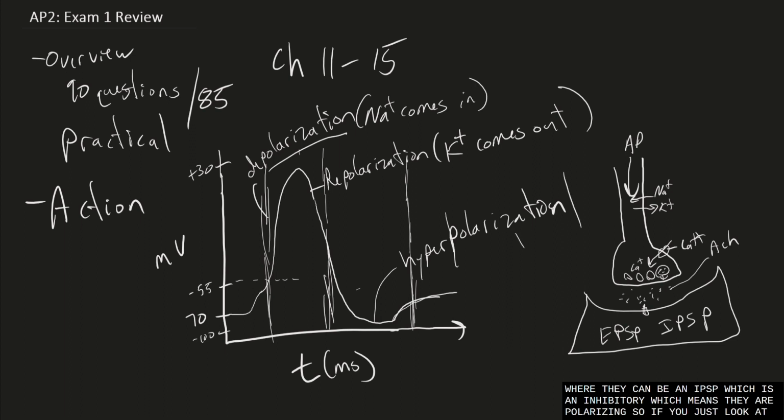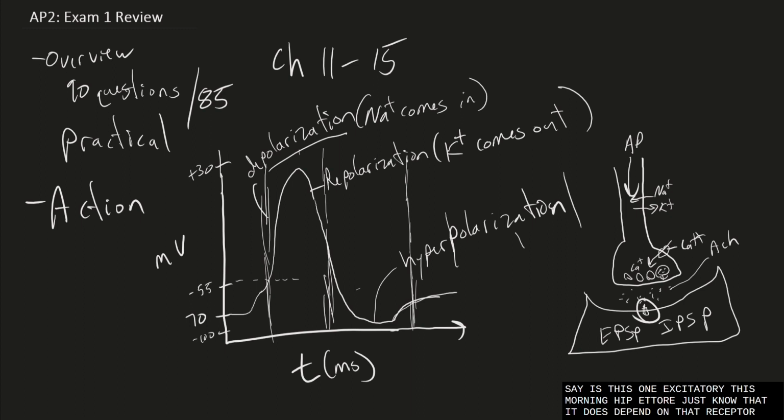So if you just look at polarizing here, that's what an IPSP would do, preventing an action potential. So make sure you understand the steps in synaptic transmission and how some neurotransmitters could be excitatory and some could be inhibitory. It all depends on the receptor right there. Now, I'm not going to ask about specific receptors and say, is this one excitatory, is this one inhibitory? Just know that it does depend on that receptor.